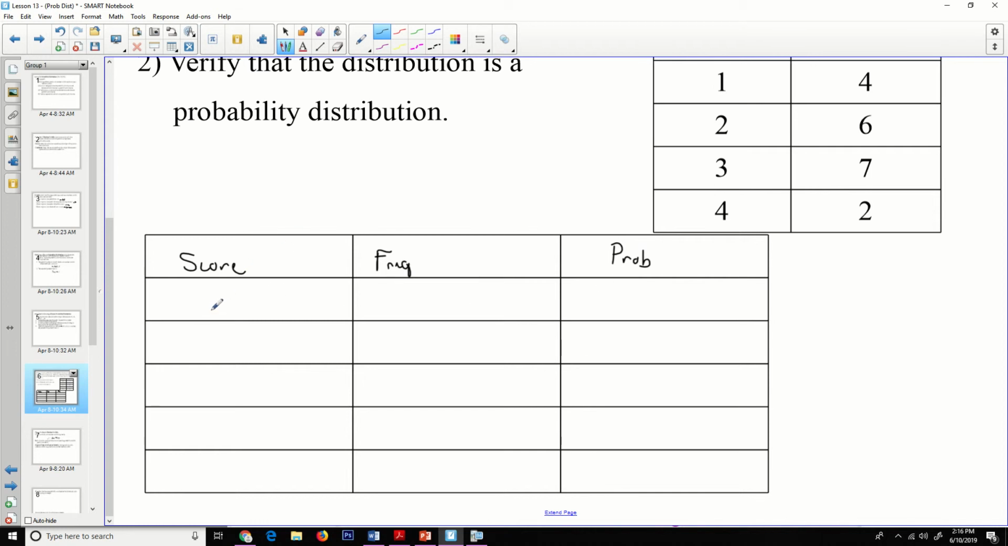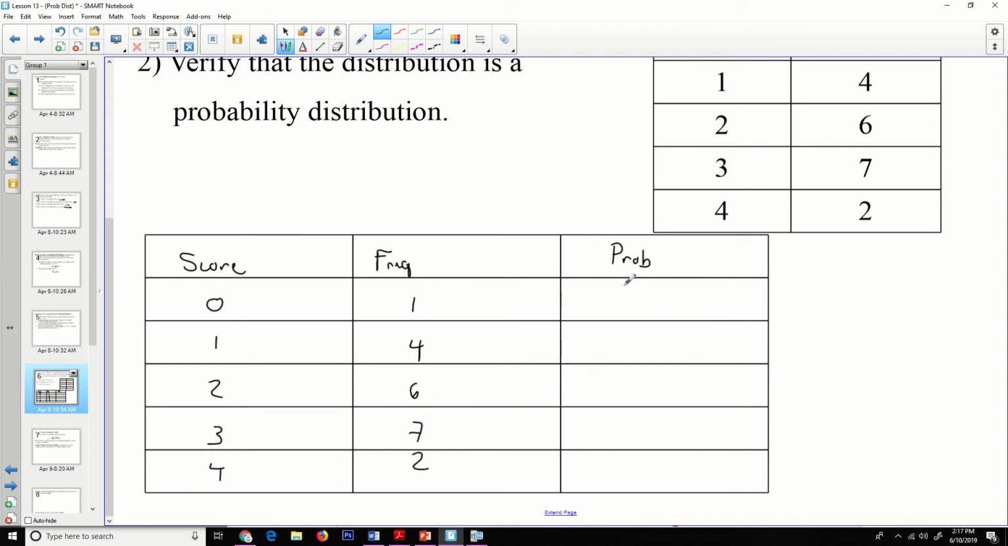All right, so we've got 0, 1, 2, 3, 4. We've got 1. Let's see, the second one was 4, 6, 7, and then 2. And then let's see here, this is going to be the probability. So the probability, first we should add these to make sure. 1 and 4 is 5. 5 and 6 is 11. 11 and 7 is 18. 18 and 2 is 20.